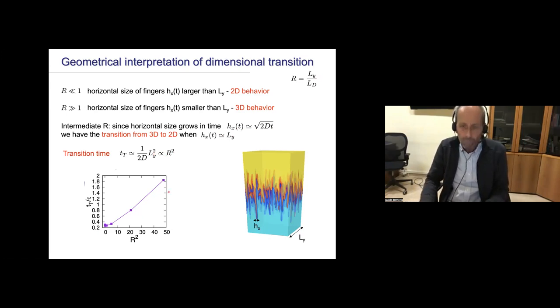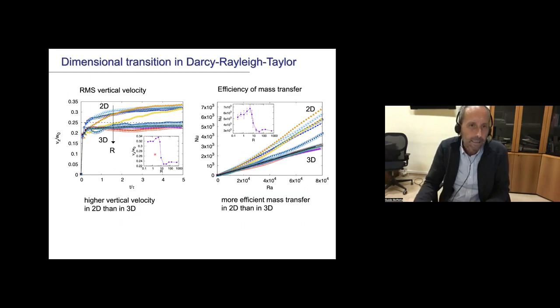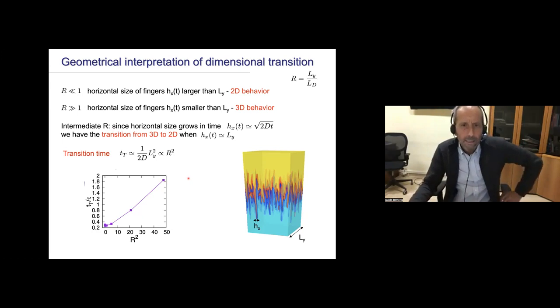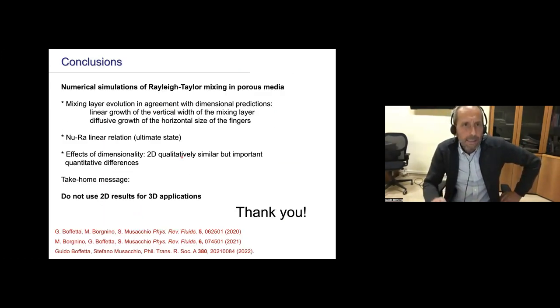And this is indeed confirmed if you look at the transition time for the different runs which display the transition. There is one that has the transition at a very short time. We see this is compatible. Our results are compatible with this R squared law. Okay, this is the end of the talk. Let me give very briefly the conclusion.